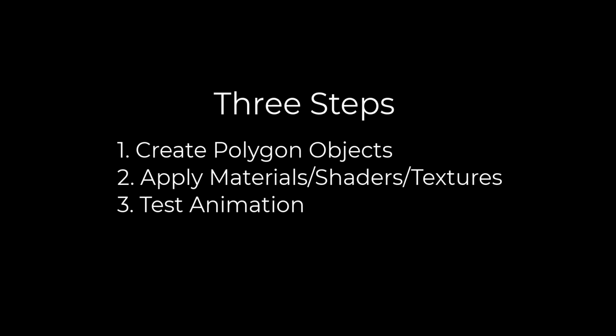Hi guys, today we're going to do a tutorial with 3D modeling using Autodesk MyLT. There's 3 steps involved: create objects, apply materials, and test animation. Alright, first is to create the polygon objects.